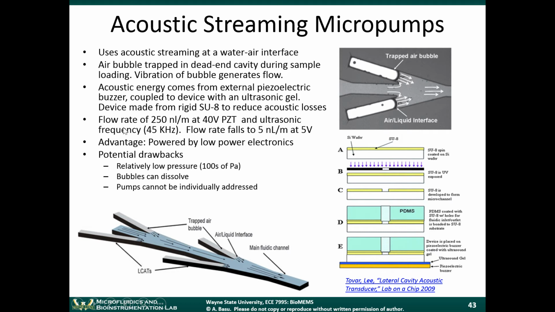And the flow rates are 250 nanoliters per minute at 40 volts and then 5 nanoliters per minute at 5 volts. So the advantage of this type of thing is that, particularly with the 5-volt case, 5 volts means you can power it from your cell phone. And that's where they were going with this. The lower the voltage your device needs, the more portable it becomes. At around 5 volts, you can power it through USB. So that's one of the advantages of this type of pump. The frequency is not a problem because piezoelectric buzzers can go at hundreds of kilohertz, even megahertz if necessary.